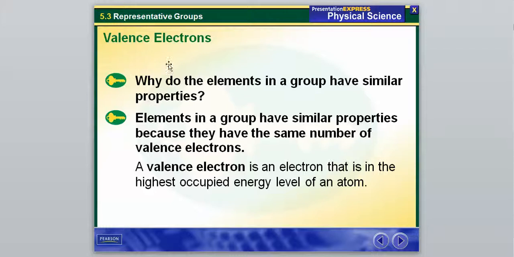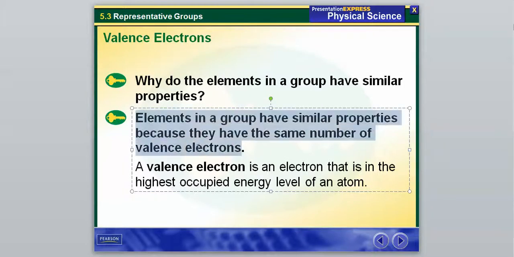So why do the elements in a group usually have similar properties? Hydrogen is the exception here. Elements in a group have similar properties because they have the same number of valence electrons. So that's how you say this word, valence electrons. Make sure you write this down. A valence electron is an electron that is in the highest occupied energy level of an atom.